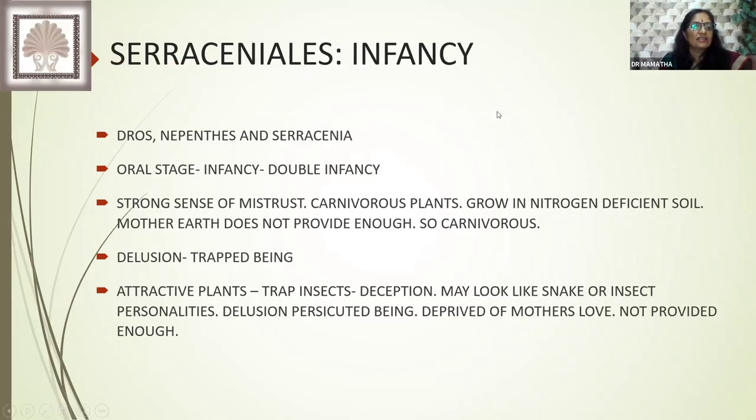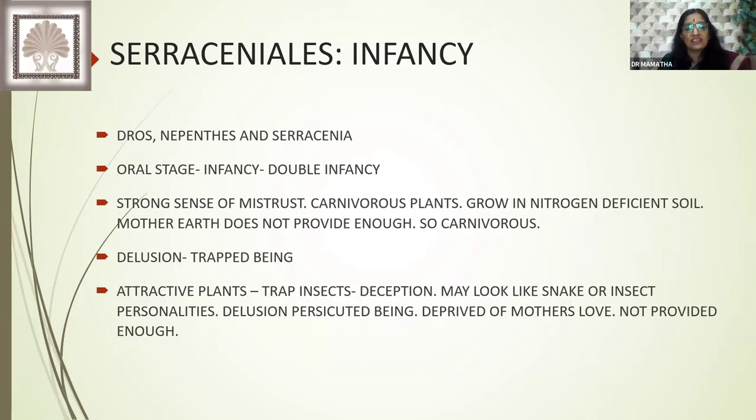So the next level of development, the lower row, would be infancy. Drosera, Nepenthes and Sarracenia are the main drugs in this row. In the oral stage, infancy, it is double infancy, because this is the infancy line, both from rows and columns. So this is double infancy. The issues are also infancy, and the dealing with those issues, or the coping pattern, is also infancy.